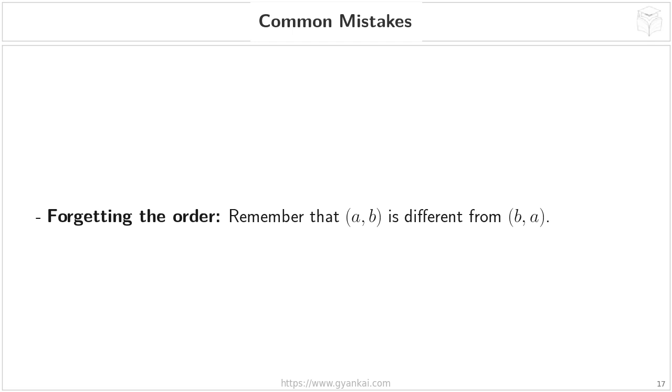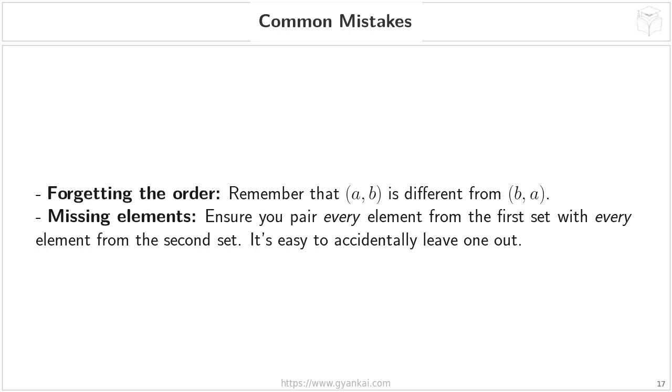This is a key difference between ordered pairs and just regular sets. This is a very common error. When you're creating the Cartesian product, you need to be systematic. You must pair every single element from the first set with every single element from the second set. It's easy to get rushed and accidentally leave out a combination. Double-check your work to make sure you haven't missed any pairings.